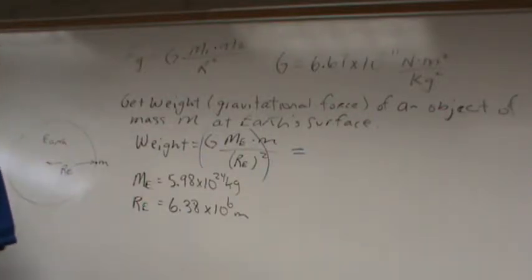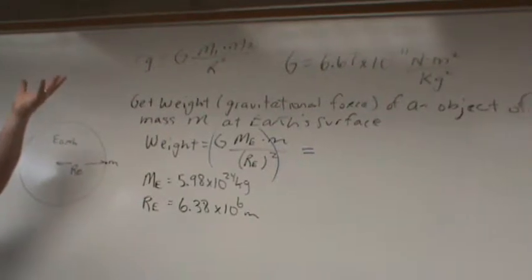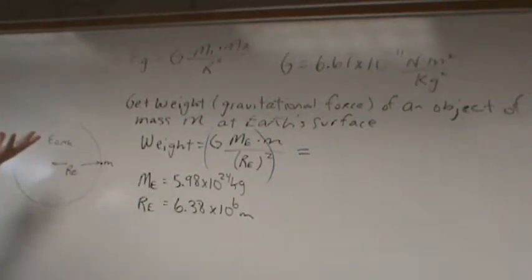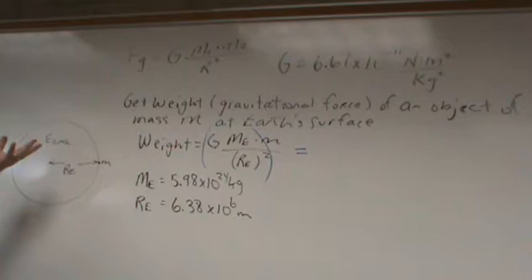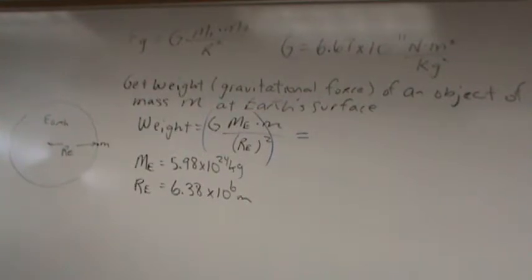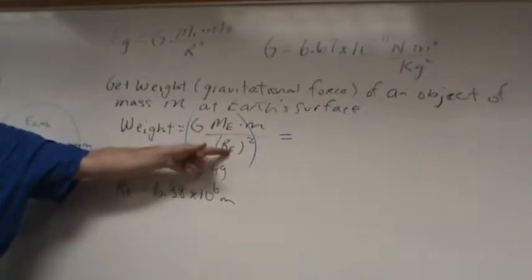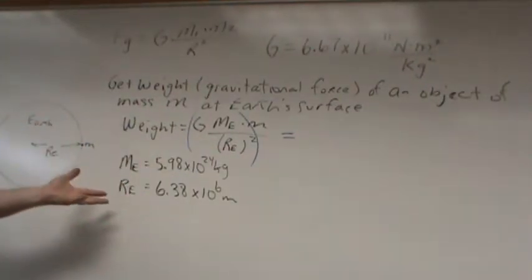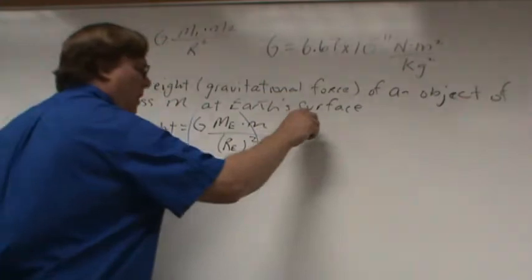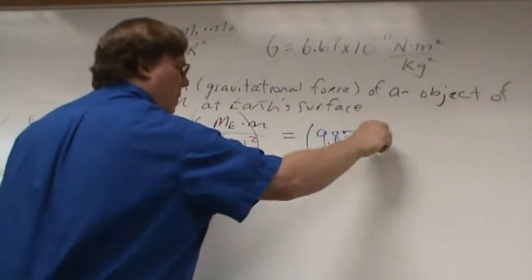So anyone want to tell us what you got? Fatima, what did you get? 9.8. How many people are getting 9.8? Is that a familiar number to you guys? Good. There's a reason why the acceleration of gravity at Earth's surface is 9.8 meters per second squared. And that reason is because this times this divided by that squared is 9.8. That's it. That's why. Right? You end up with 9.8 meters per second squared times the mass.